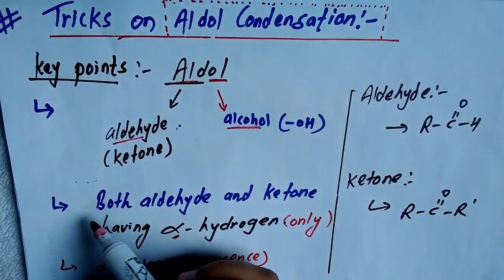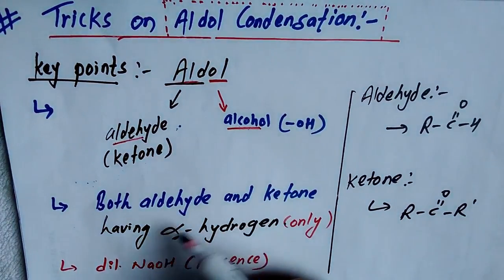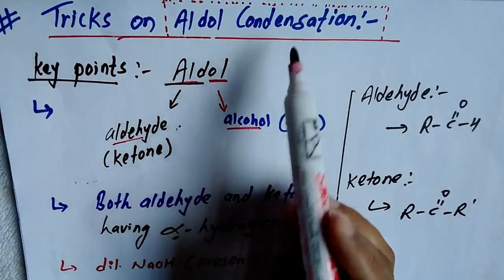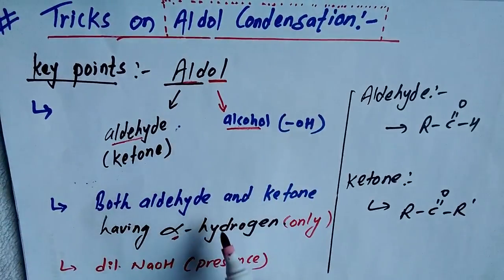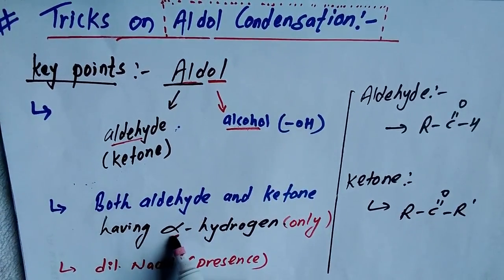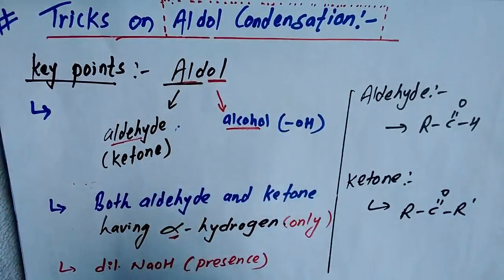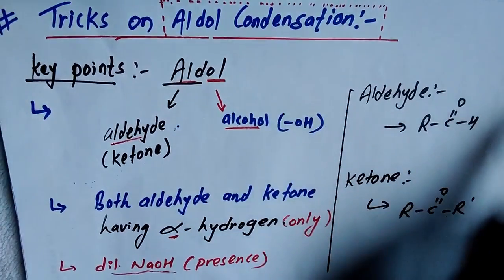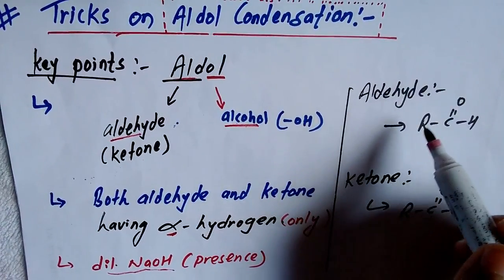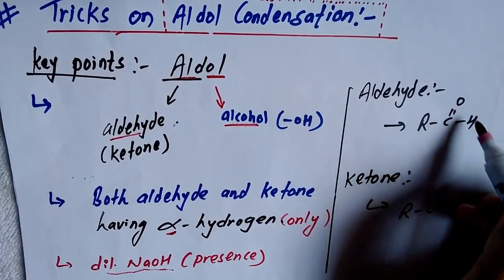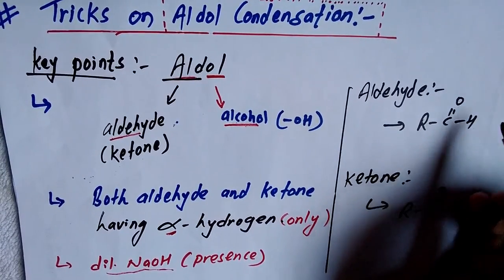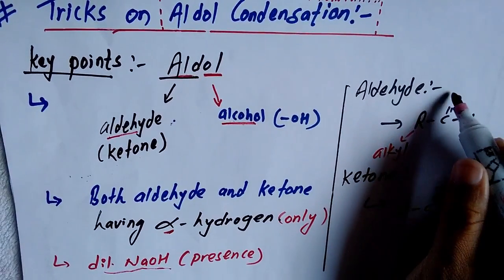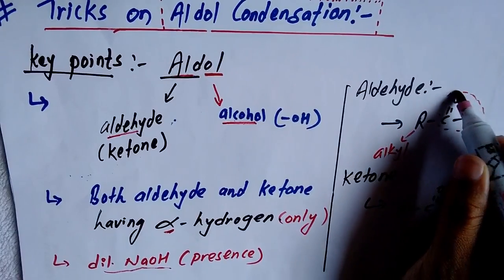We have to remember that both aldehyde and ketone having alpha hydrogen give aldol condensation, in the presence of dilute NaOH. The general formula of aldehyde is R-C=O-H, where R is an alkyl group, and this is the functional group of aldehyde.